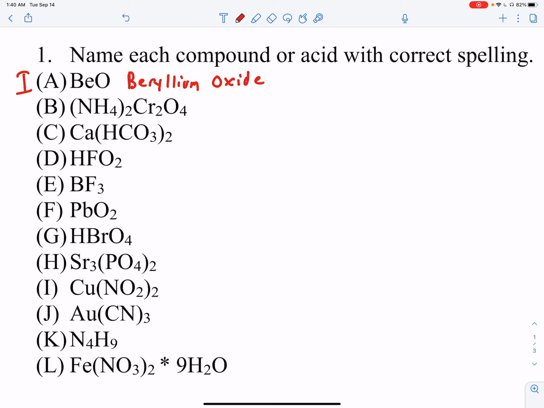Spelling does count on these, and there's no partial credit generally. So if you don't know how to spell an element name, just look on your periodic table. I'm not great with spelling either. That's why I'm a chemistry major, not an English major. So I make mistakes too, but they won't give you partial credit on these, so you want to make sure that you're spelling them correctly.